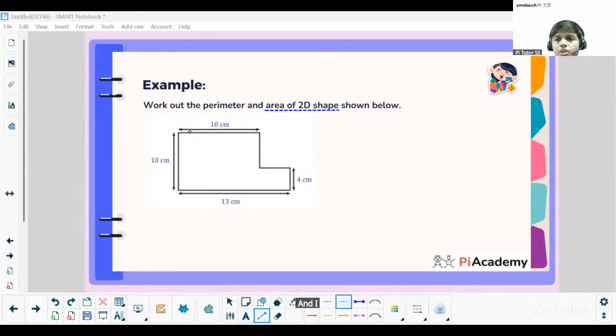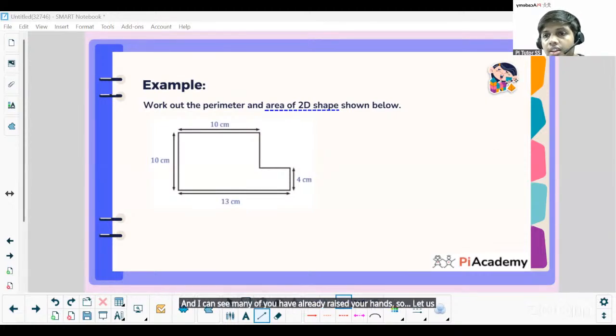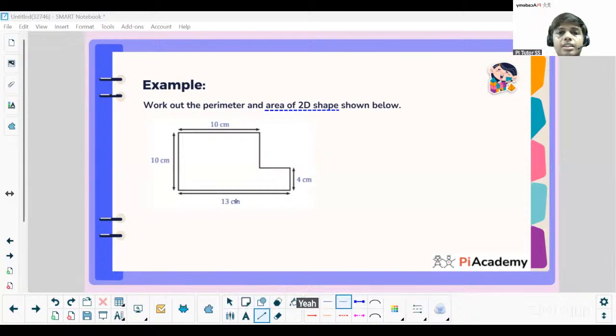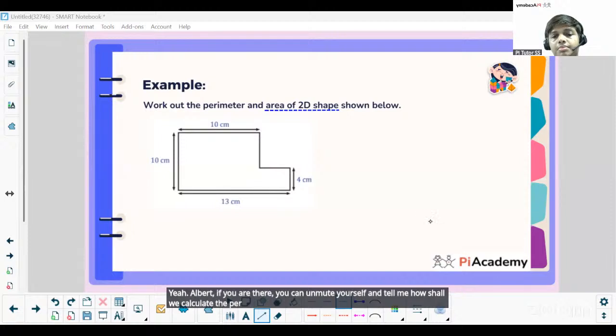And I can see many of you have already raised your hands. So let us see. Albert, if you are there, you can unmute yourself and tell me how shall we calculate the perimeter of this shape?